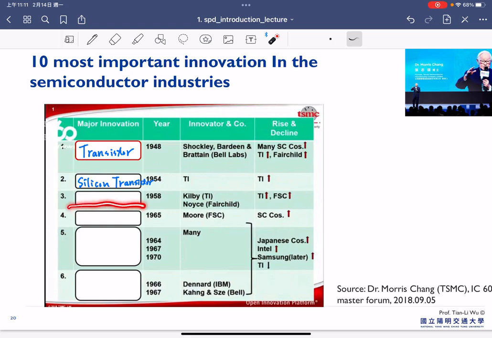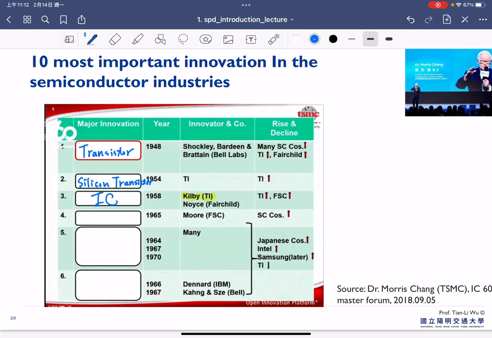And the third one, in 1958, is the IC, the integrated circuit. The most important person who made the IC is Jack Kilby from TI. Therefore, we started to think that since we can make a transistor, we can make many, many more, and try to integrate everything together. That's why we call this an IC, integrated circuit. TI is Texas Instruments. And then the fourth one is Moore's Law.